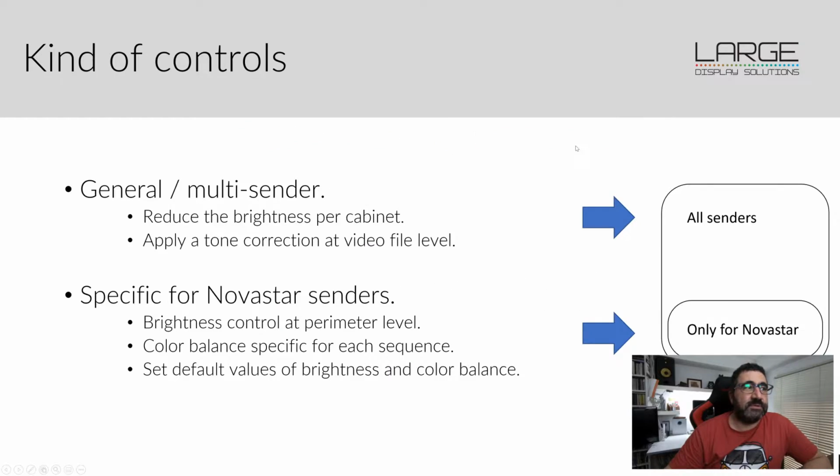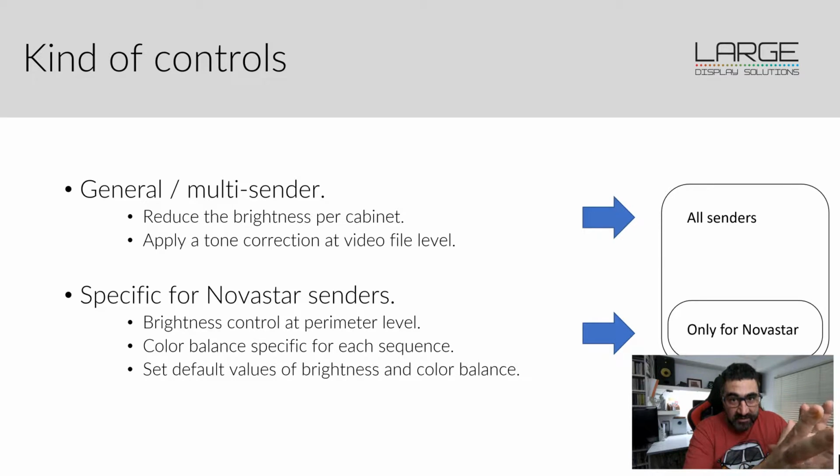Let's talk in this video about the brightness control with LDSperimetral system. Here the brightness control has two different scenarios. The first is if you have a Novastar sender, which is the more concrete one, and the general one is if you don't have a Novastar sender. So we have two kinds of brightness control system. One is general, for any sender in the market, right? But we have some features that apply only to Novastar senders, right?